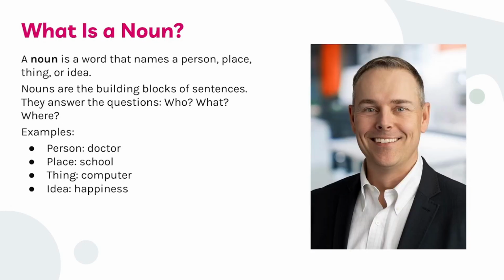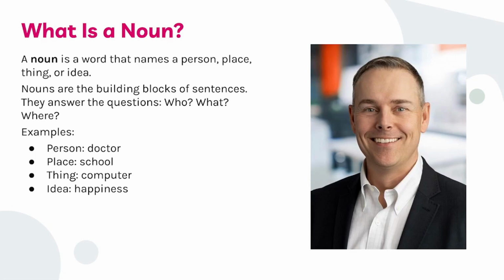So what is a noun? Let's start from here. A noun is a word that names a person, a place, a thing, or an idea. I want you to underline: a person, a place, a thing, or an idea. Nouns are the building blocks of sentences. They answer the questions who, what, and where.